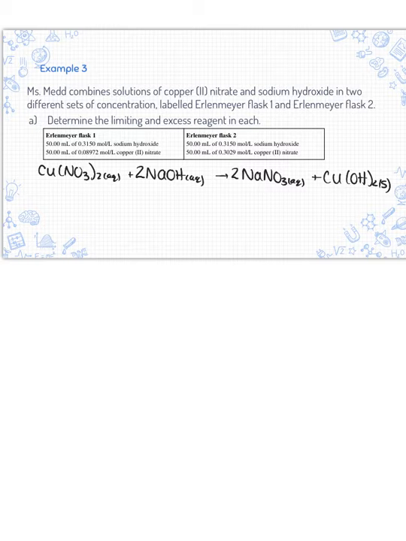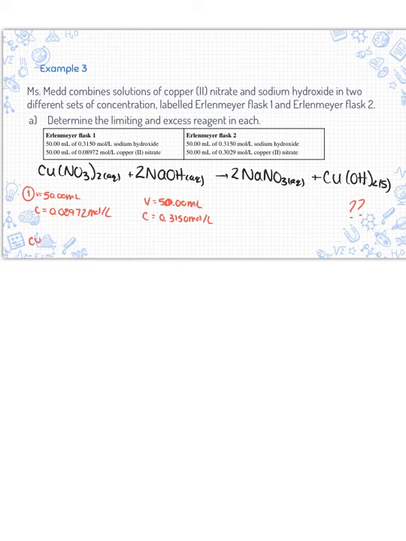All right, in flask 1, we had a volume of 50.0 mL and a concentration of 0.3150 moles per liter for sodium hydroxide. And we used 50 mL of copper nitrate, and our concentration is 0.08972 moles per liter. So typically we use the precipitate, which is what we're going to be finding. So I'm going to use this one as who I'm converting everybody into.